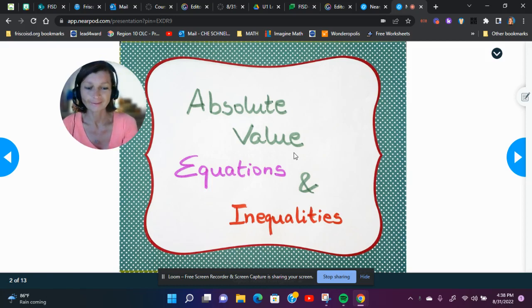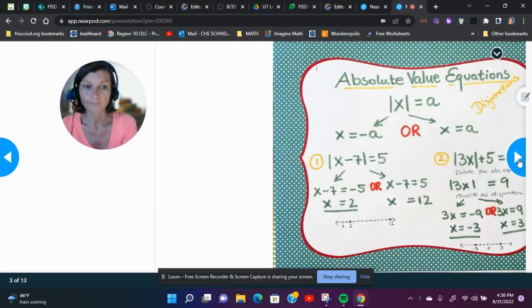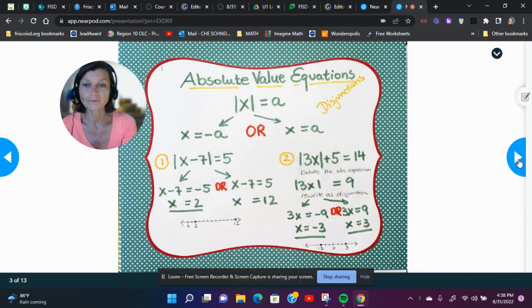Hi, everyone. Let's take a good look at absolute value equations and inequalities. They can be a little tricky, so you want to understand the meaning first of all. Equations will obviously deal with an equal sign at all times. That's what makes it an equation. Absolute value will deal with absolute value bars. You'll always see those. Without those, you don't have an absolute value indicator.